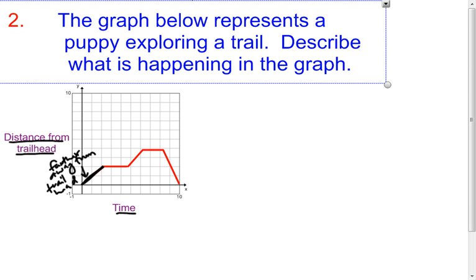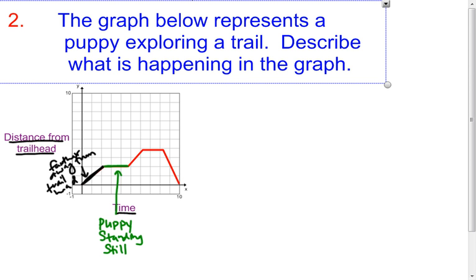Okay. In this section, the puppy's distance from the trailhead is remaining stagnant. And if their distance from the trailhead is remaining stagnant, that probably means that the puppy is not moving. So I'm thinking right here that the puppy is stopped or is standing still because its distance is not getting closer or farther away.